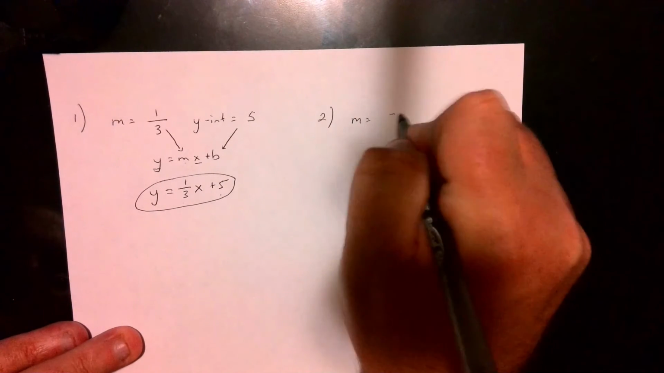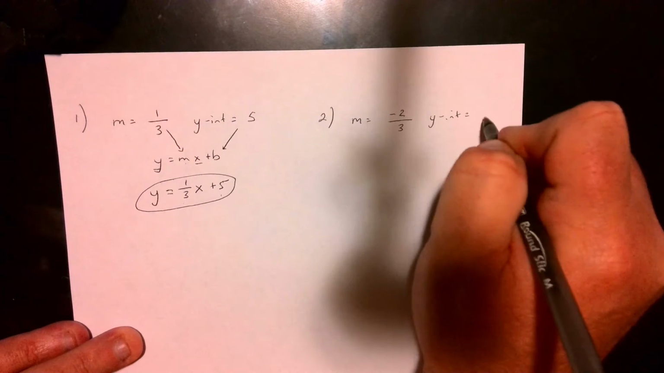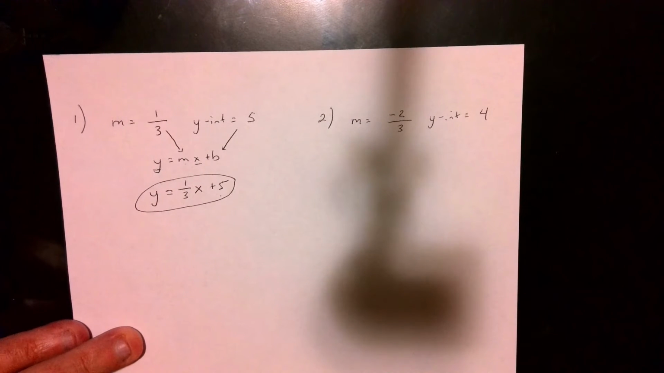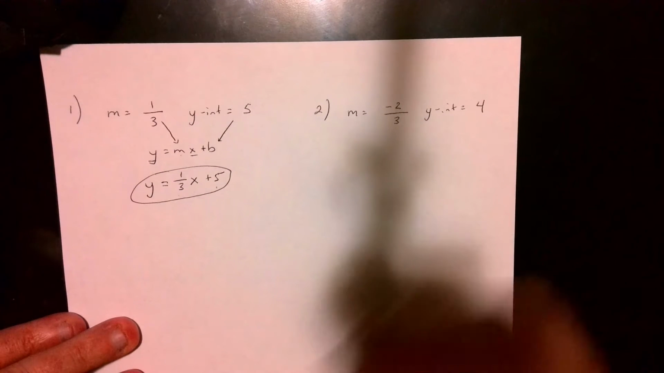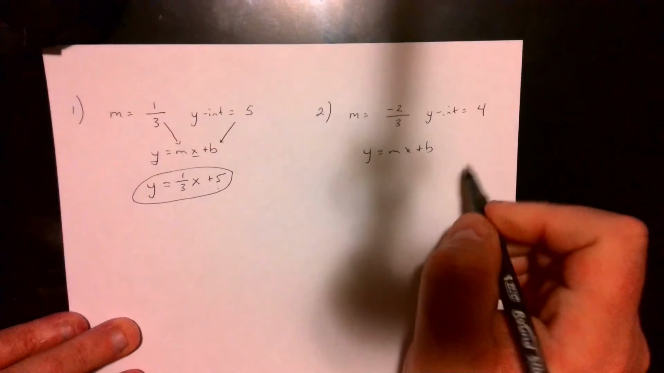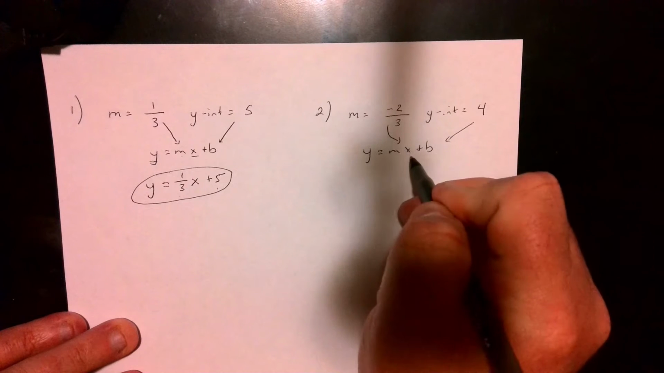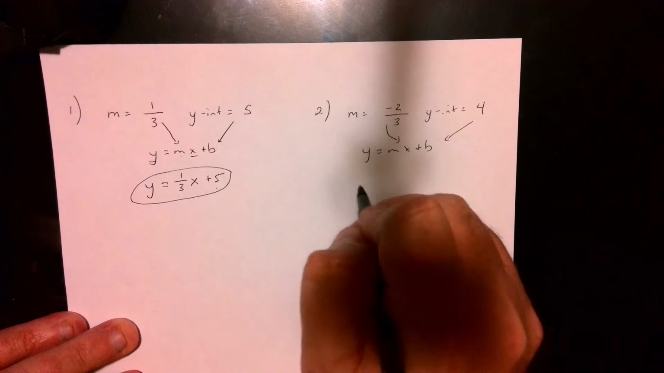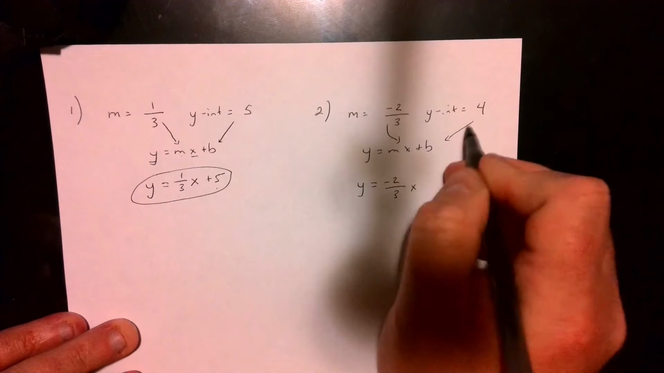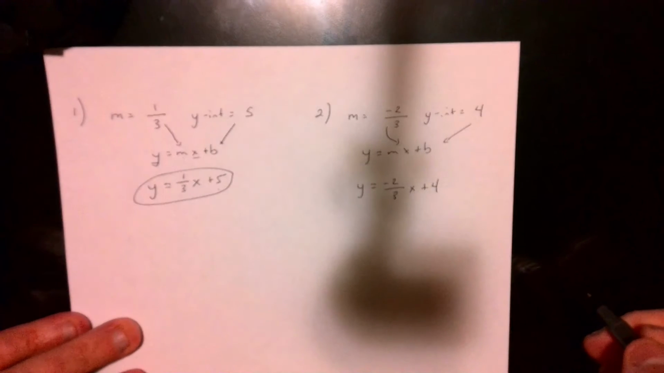Okay? If I had another one, said the slope is -2/3, and we have a y-intercept of 4, and we want to write this in the slope-intercept form. Once again, we want it to look like y equals mx plus b. The intercept is my ending. Our slope is right there. Keep our y and x in the problem. So it's y equals -2/3 x plus 4. And that's your answer.